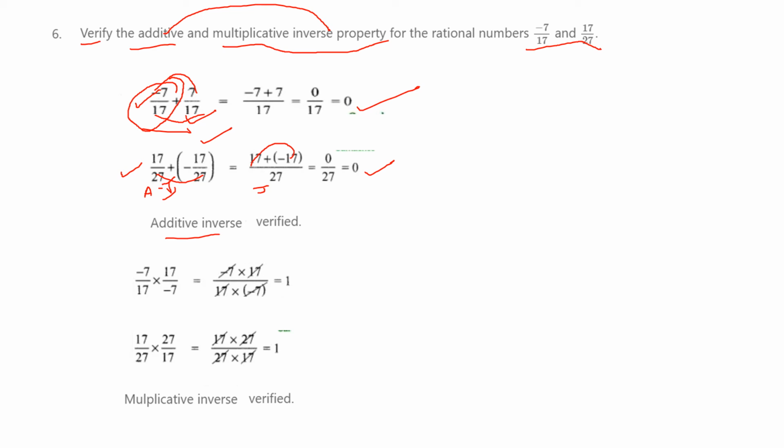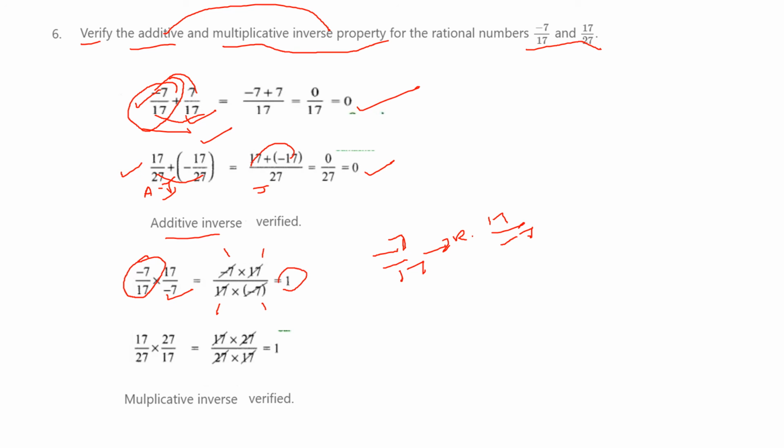Next, multiplicative inverse. Multiplicative inverse means whatever the rational number given, we have to write the reciprocal of that number. So minus 7 by 17, what is the reciprocal? 17 by minus 7. Okay, so 17 by minus 7, write it. So now you multiply minus 7 into 17 by 17 into minus 7. Here also minus 7, that is one time. 17 cancel, that also one time. So we get the answer 1.